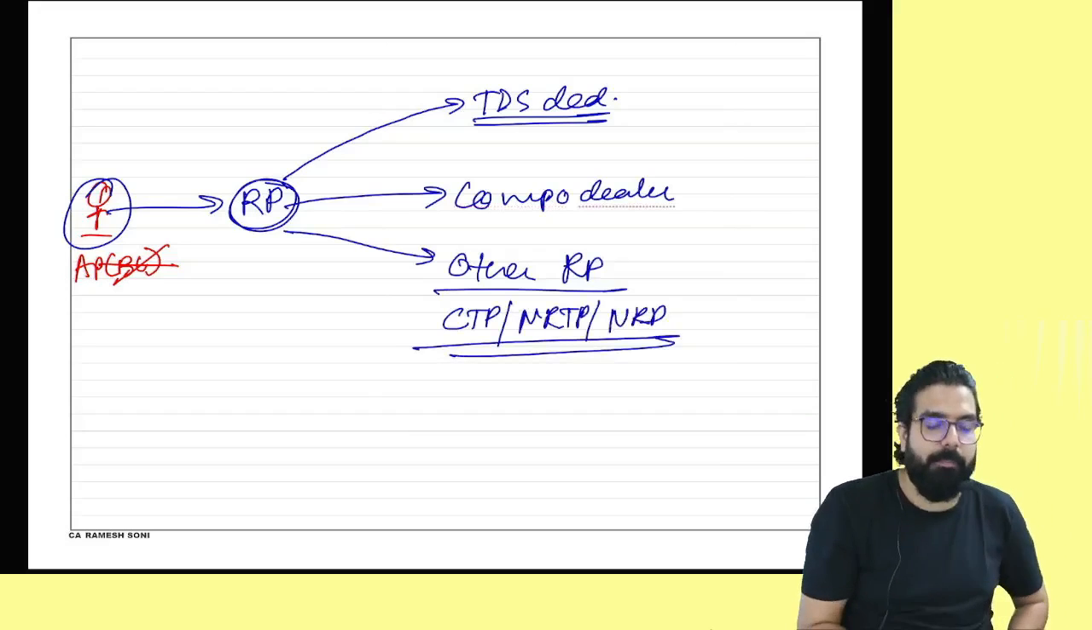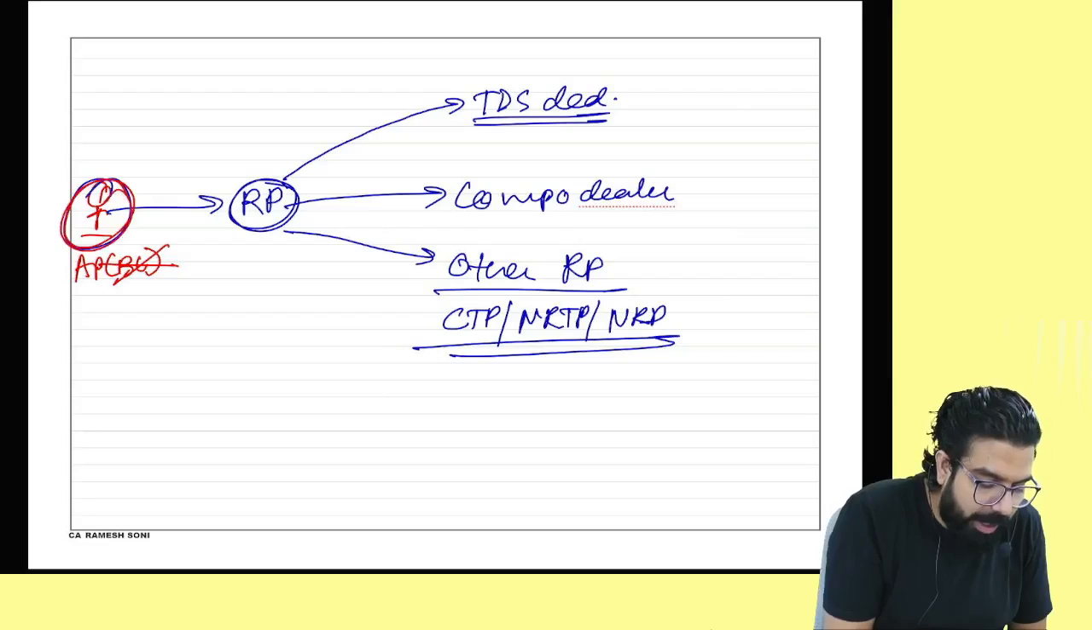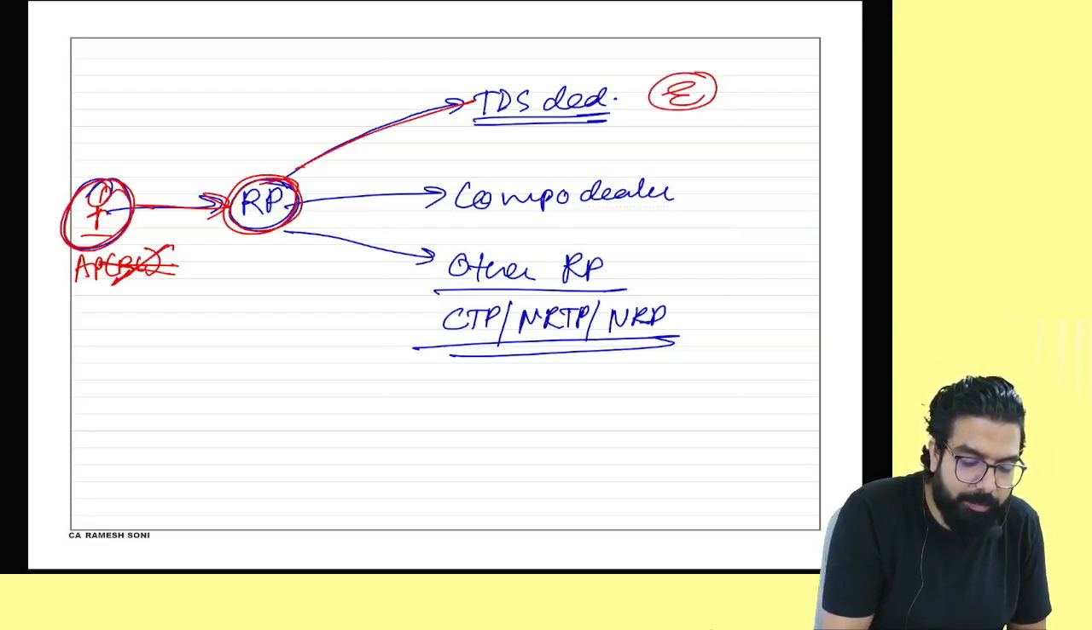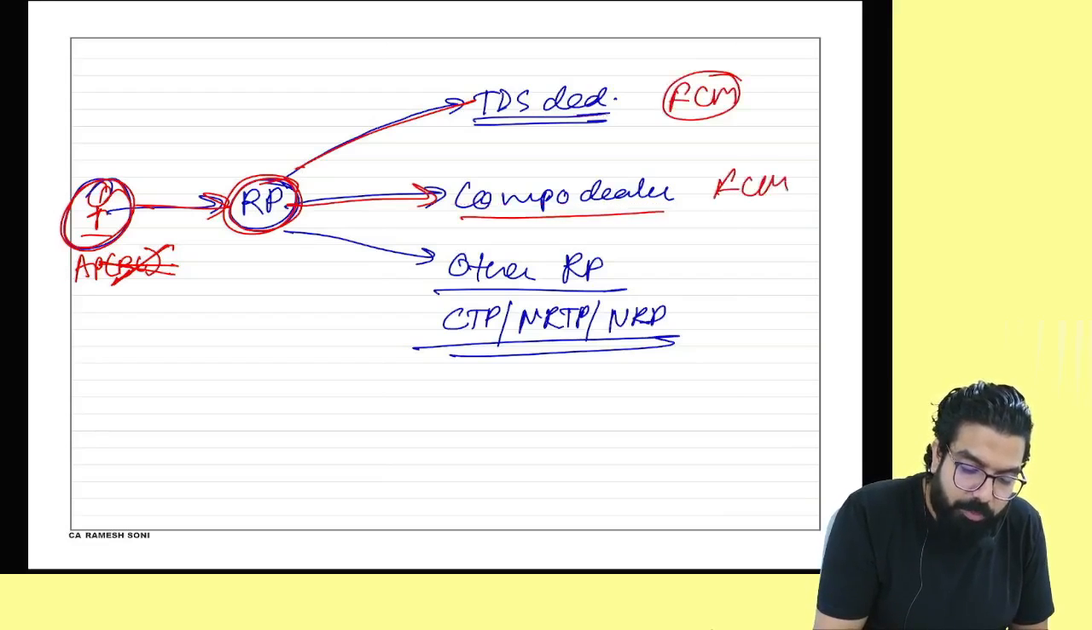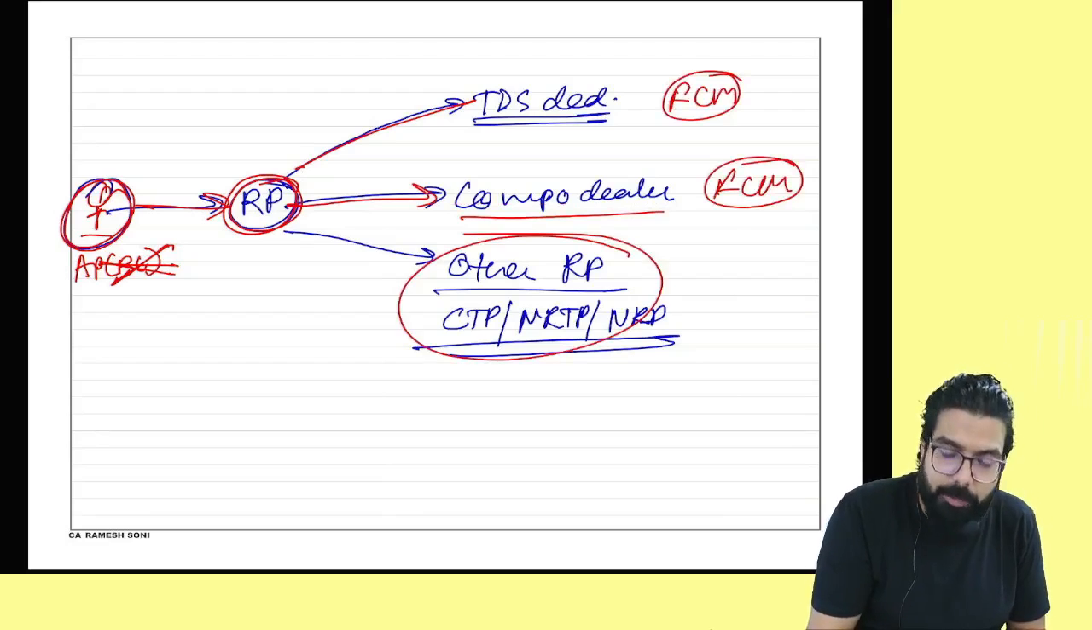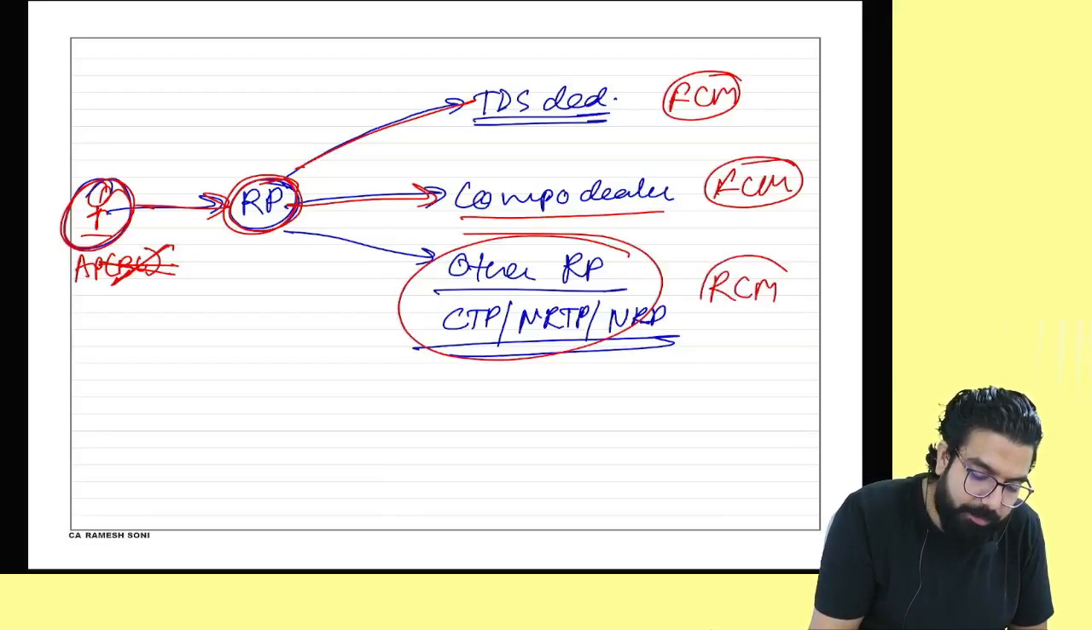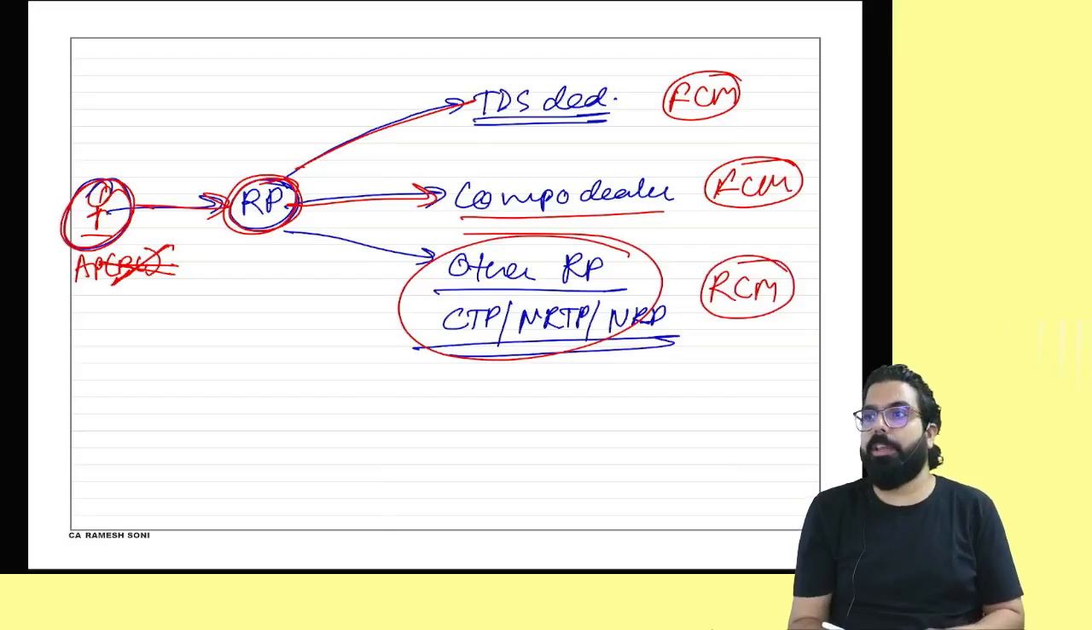Always remember one thing. If any person other than a body corporate is giving security personnel to a registered person who is a TDS deductor, exempted, sorry, giving to an exempt person, it is always forward charge mechanism. Giving to a composition dealer, forward charge. Giving to any other registered person, it is RCM. Is my point clear to all? Remember this point.